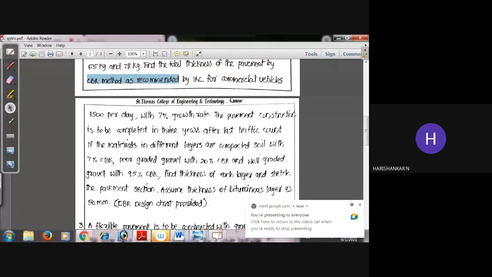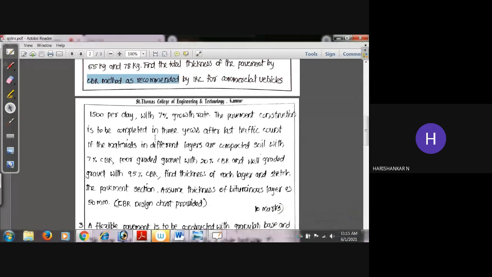Okay, so what is the meaning of this 3 years? The pavement construction is to be completed in the 3 years after last traffic count. Okay, so here the last traffic count of 1,500 per day was taken some 3 years before the completion of the construction. Okay, so before the completion of construction, some 3 years back, this value is taken. So at the time of completion of construction, this is not the actual value.